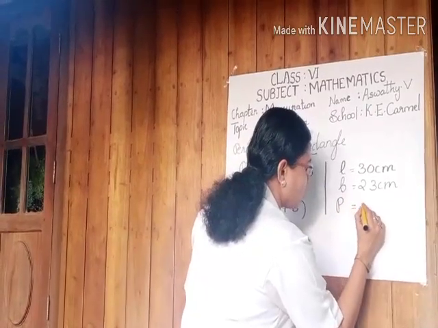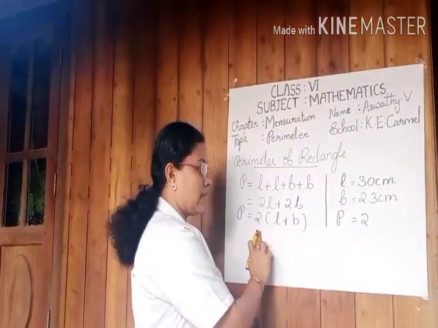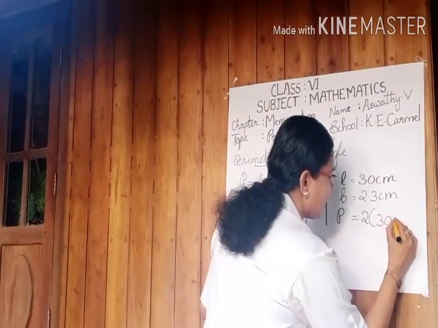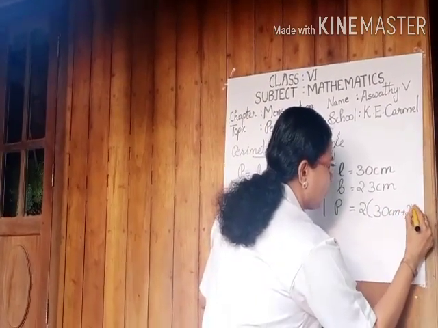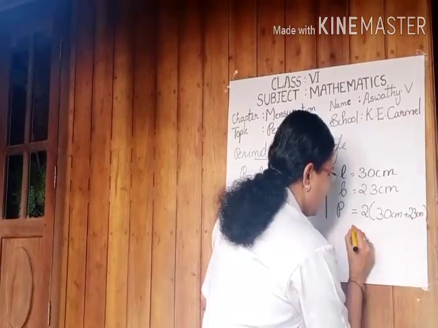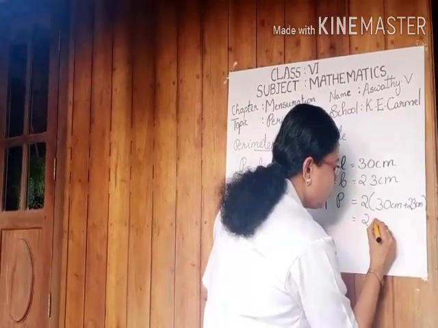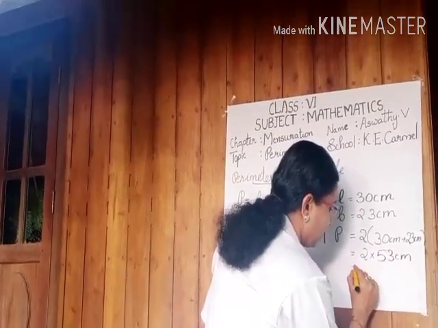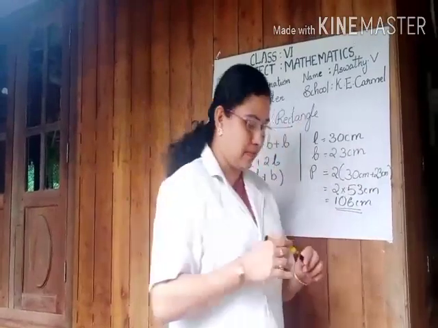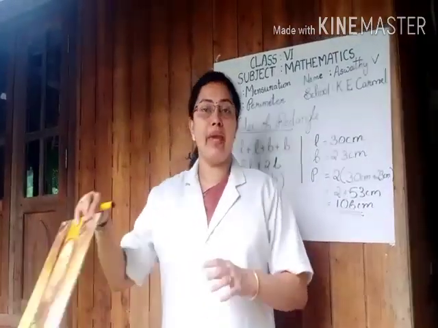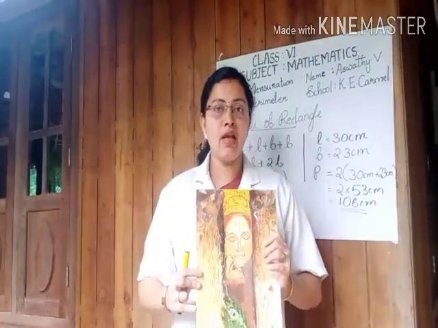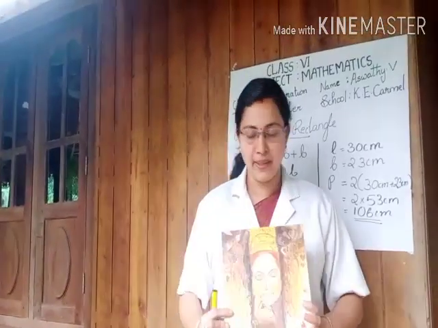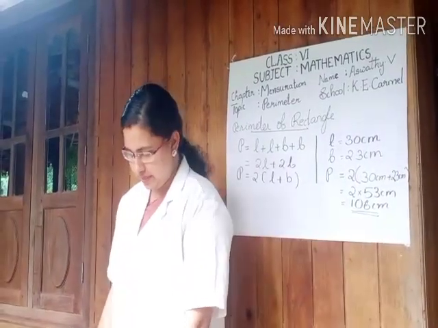Now, let us calculate the total length or the perimeter. P is equal to, as the equation is 2 into (L plus B). So, we will be writing 2 into (30 centimeters plus 23 centimeters). That's equal to 2 into 53 centimeters, since 30 plus 23 is 53. That's equal to 106 centimeters. So, if I need to make a wooden frame for this, I have to have a 106 centimeter length of wooden strip. Hope you understand this.